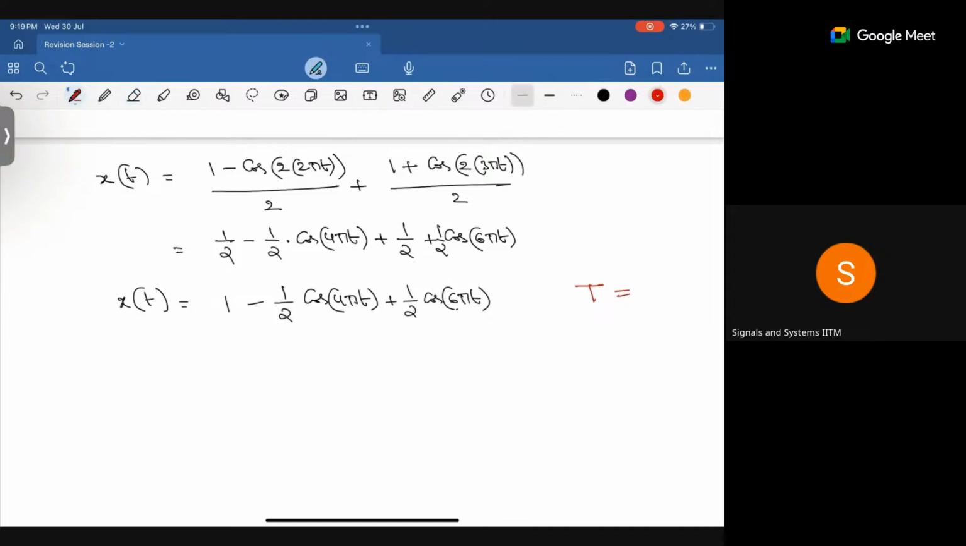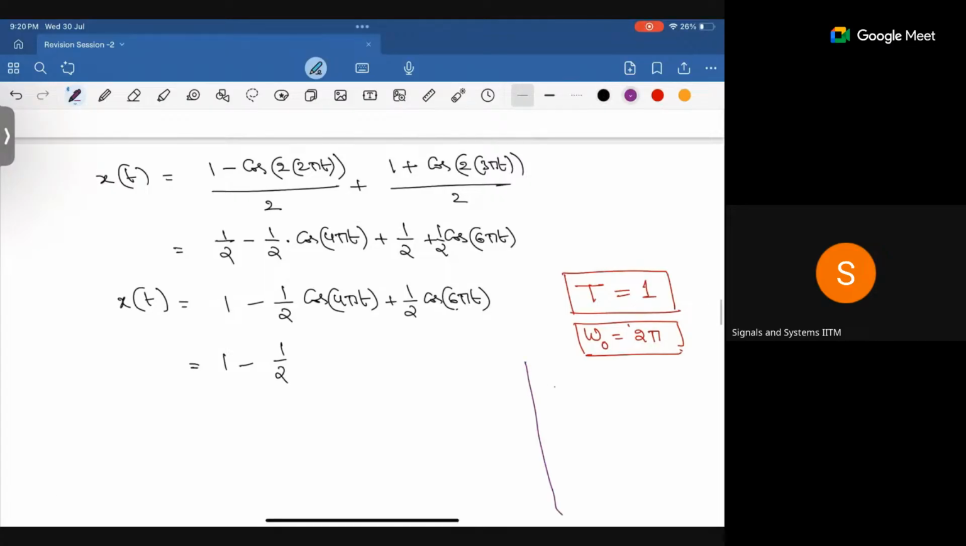I'm not solving it, but you can try it out. The time period will be 1. So if the time period is 1, what will be the fundamental frequency? 2 pi by T, which is 2 pi. Okay, great. After that, what we have to do is 1 minus half cos 4 pi t. How can I write this in terms of phasors?